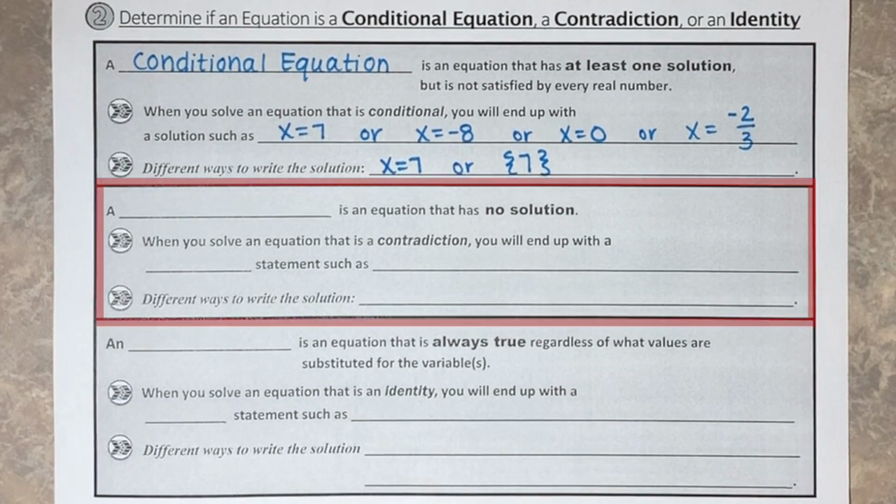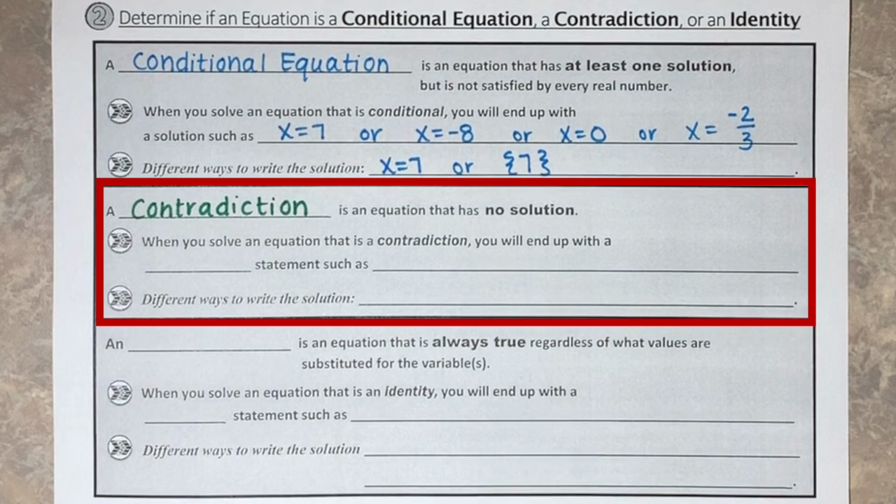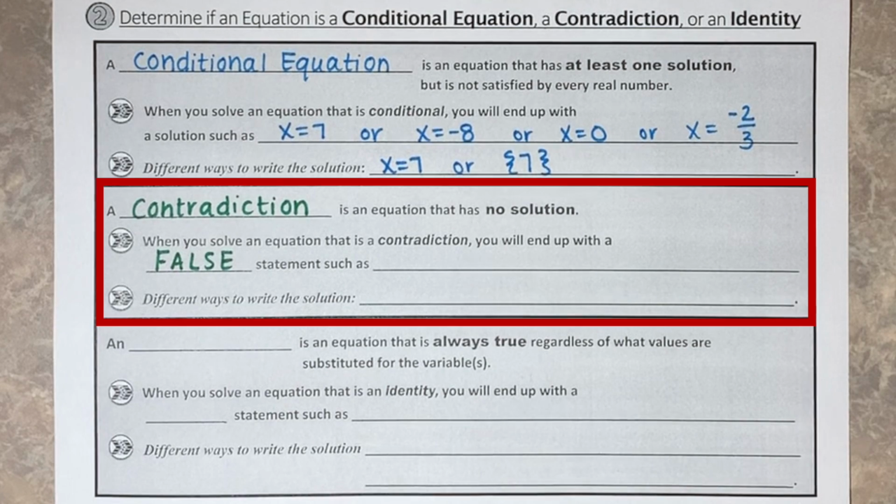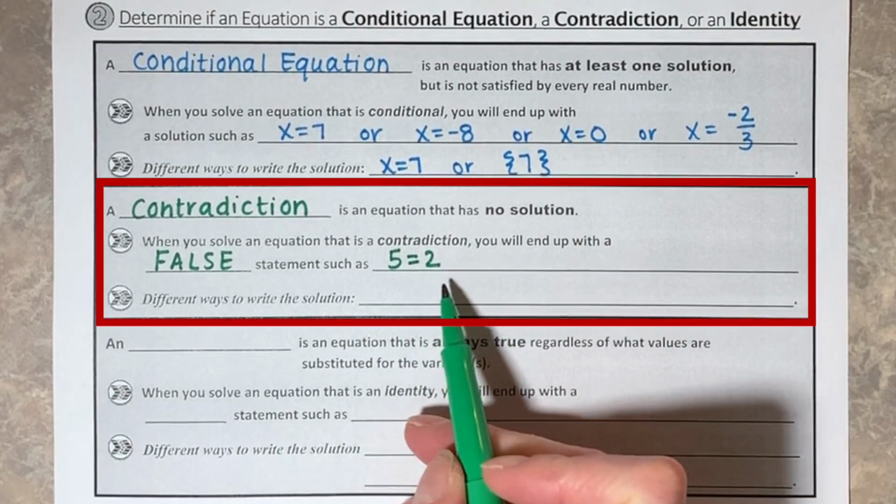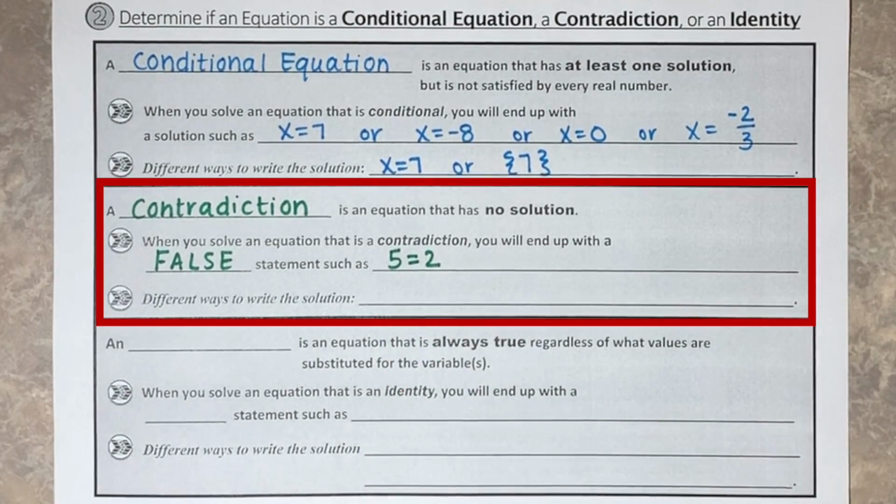The next type of equation is called a contradiction. A contradiction is an equation that has no solution. When you solve an equation that is a contradiction, you will end up with a false statement, such as 5 equals 2, for example. You'll end up with something that does not make sense. 5 does not equal 2. This doesn't make sense. Or you might end up with something like 0 equals negative 10.